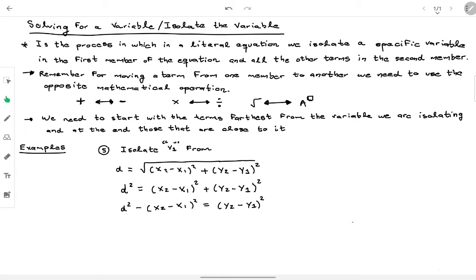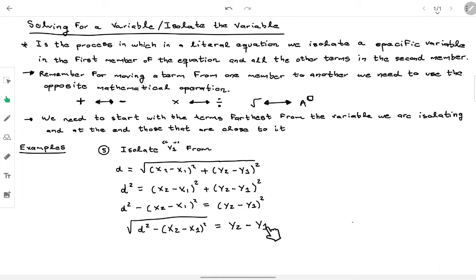After that, this square must go to the other side. This power of 2 needs to go to the other side as a square root. So it's going to be the square root of d squared minus (x2 minus x1) all squared, equals y2 minus y1. So what happens here? There are two possibilities. Somebody can say, okay, I send this one as a negative, but we will get a negative on this side, and after that we can change the signs.